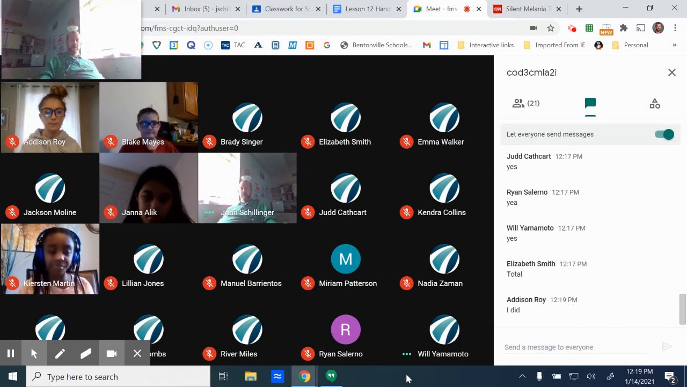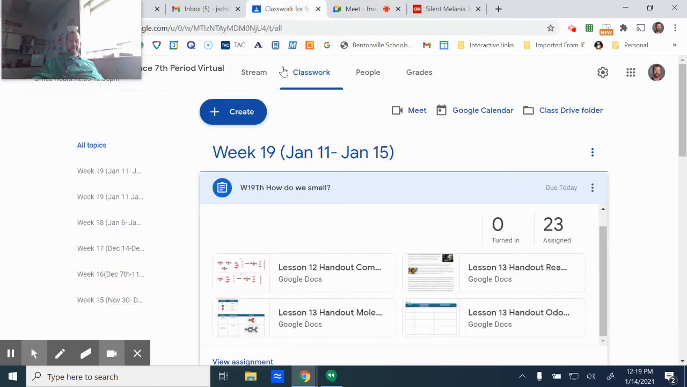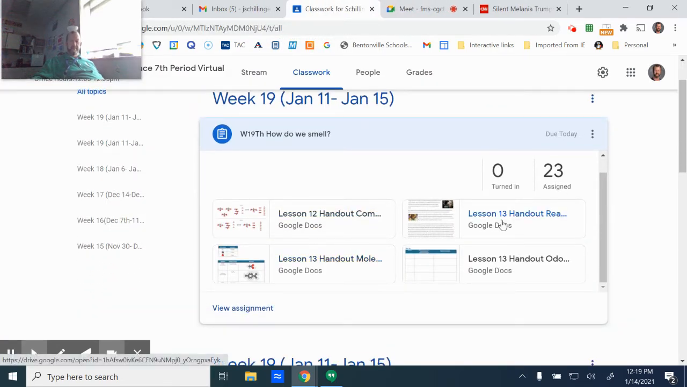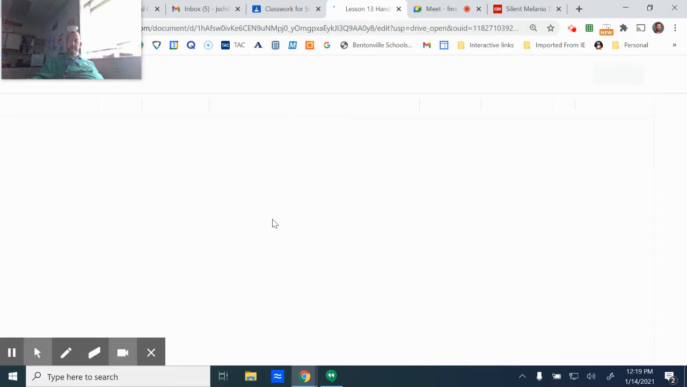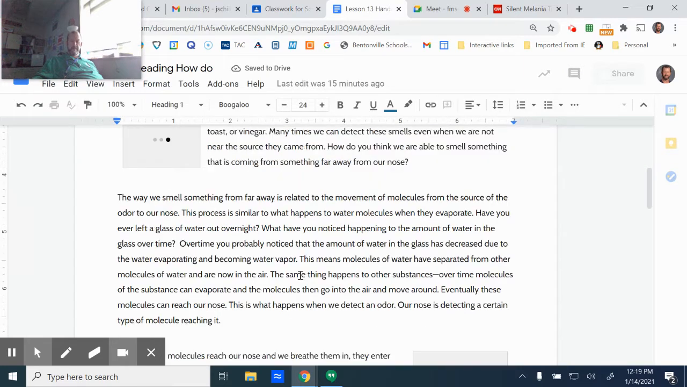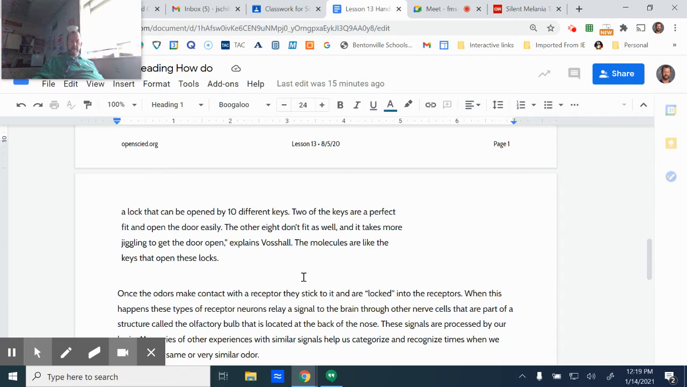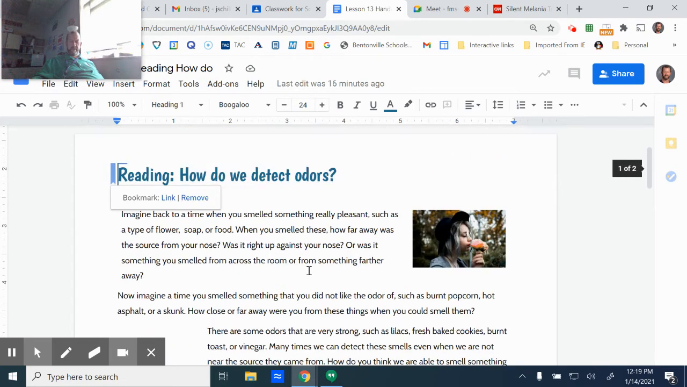Okay. So, what we're going to do is I want you to open up the document now that looks like, oh, actually, no, I'm sorry. First thing I want you to do, I'm going to give you about 5 minutes at most. There is an article here. This is How Do We Detect Odors? I want you to give this article a quick read. And then we'll proceed with the lab that we have.